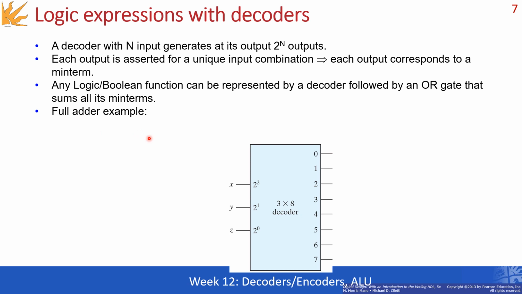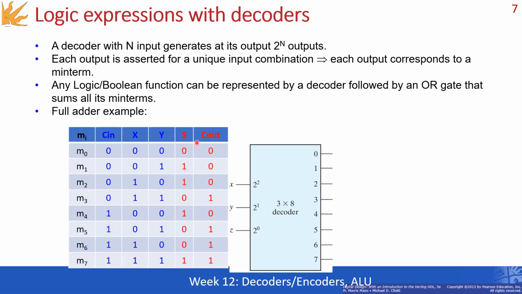Let's see this example here. This is a full adder example. This is the truth table we want to implement with the decoder.